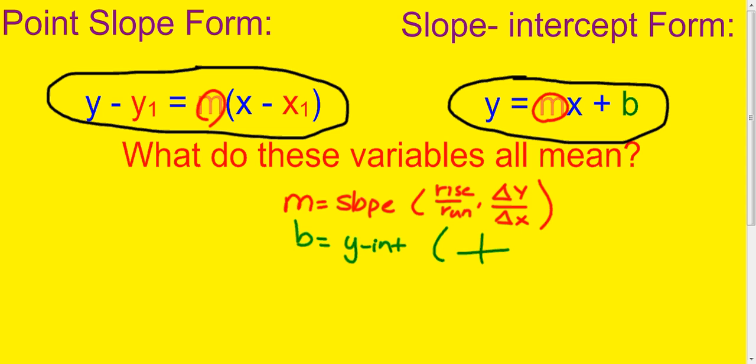So on a graph, the y-intercept would be like this point right here. It's where it crosses the y-axis. They always have the coordinate (0, b) on a graph, just so you know. Your x value is 0, your y value is b.